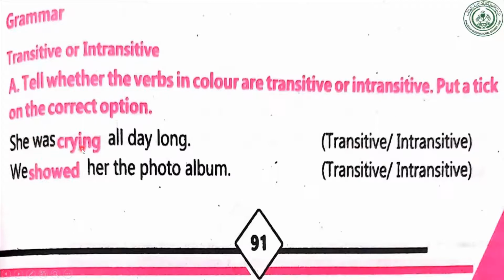Now, she was crying all day long. So now what is crying? Is it transitive or intransitive? All day long. No, because there is no object. So this is called intransitive. Number one, we showed her the photo album. So her is a pronoun, photo album a noun, so it contains a clear object, so it's transitive.